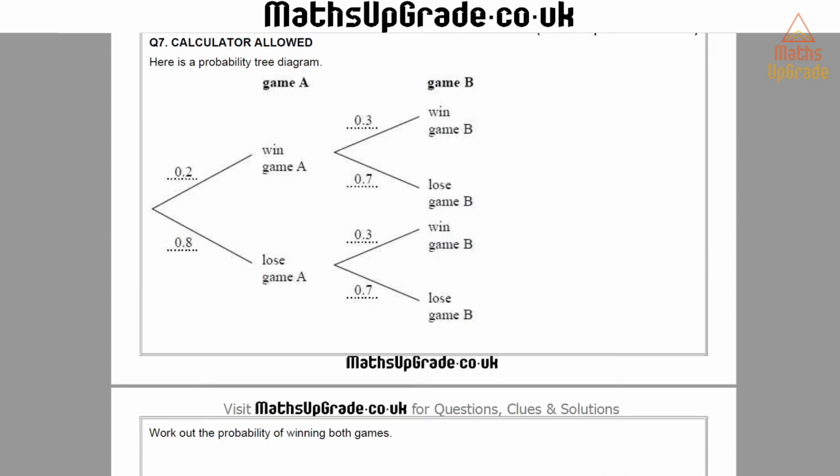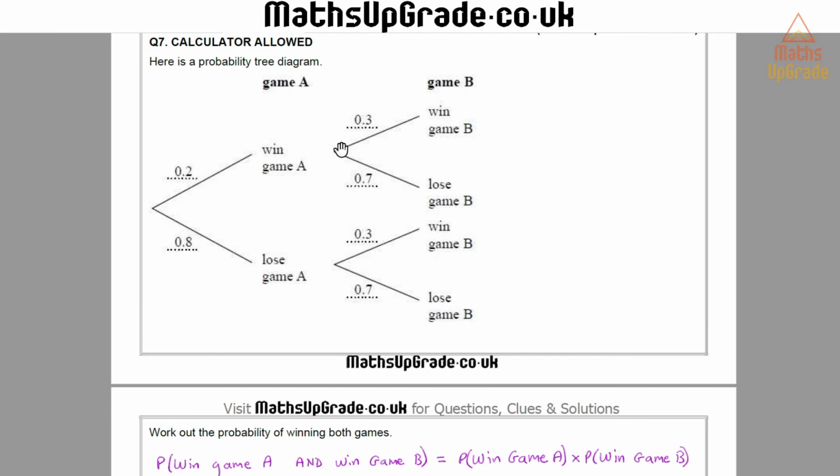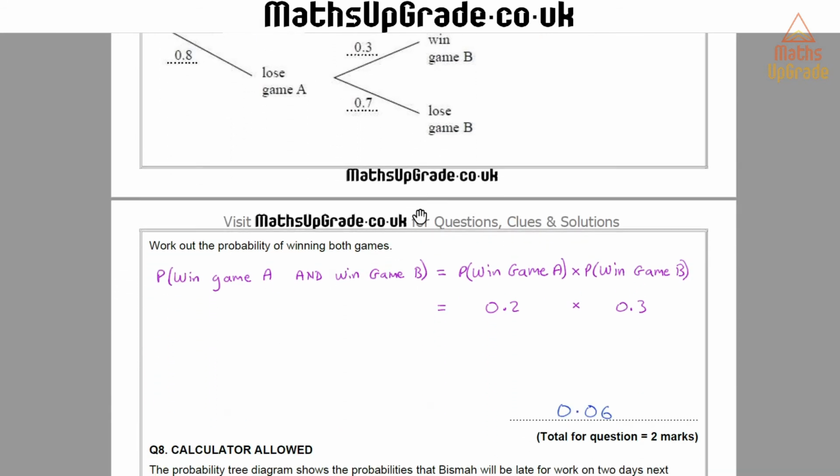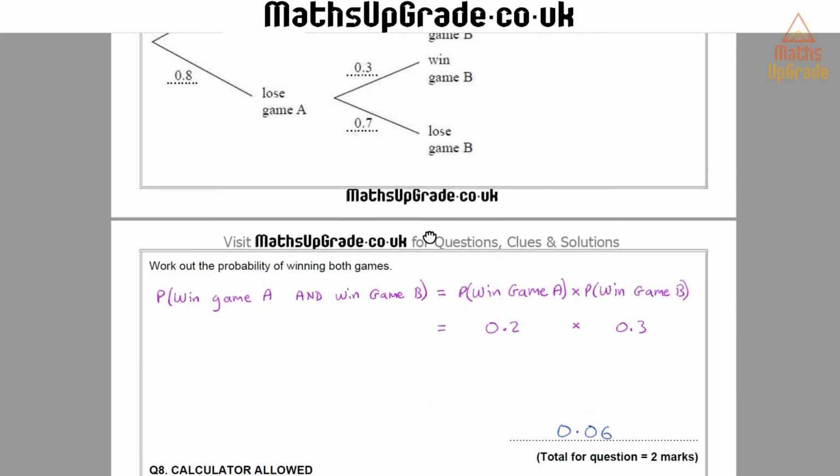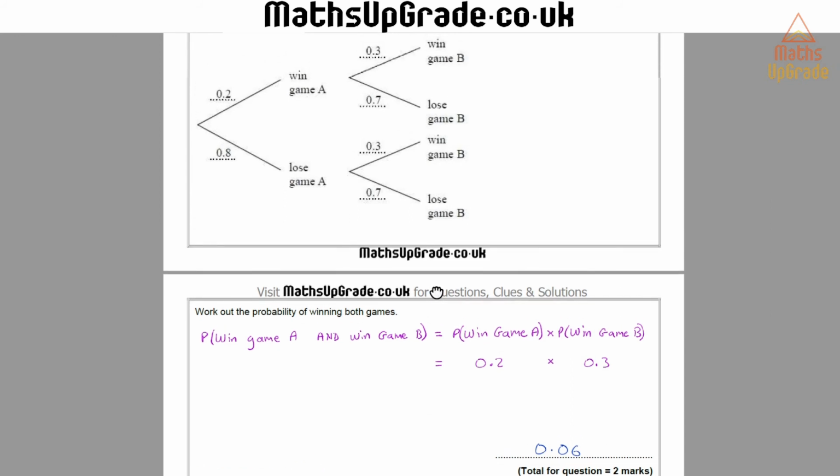Question 7 is worth 2 marks. We need to find the probability of winning both games given this tree diagram here. So the probability of winning both games is given by this pathway here. So it would be 0.2 times 0.3, and that gives 0.06 with the calculator. That question is worth 2 marks.